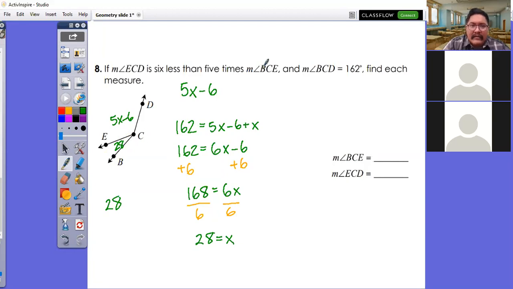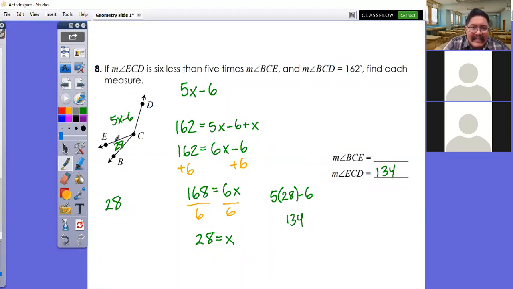And remember, here it says it's 6 less than 5 times this angle. Now we know that this angle is 28, so now we can plug it into that one. It's kind of the same thing, right? We're still substituting X and all that stuff. And that would be 134. So I plugged it into this one here. That's ECD. So ECD is 134.